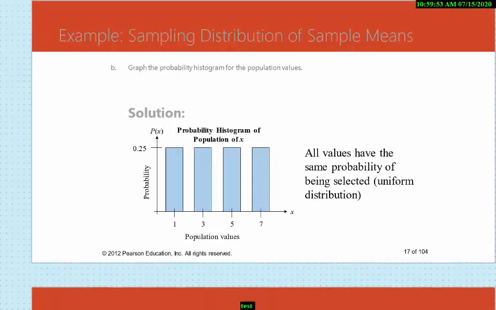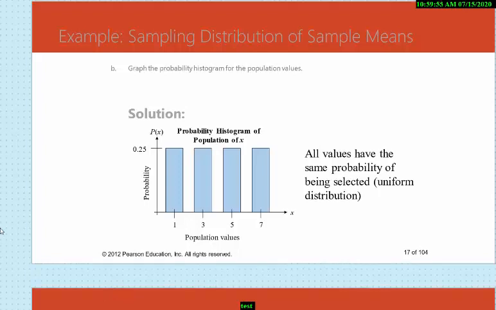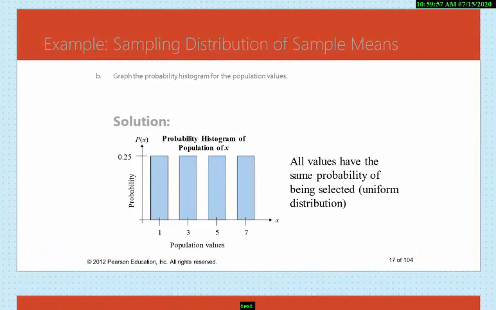Well, when you select a piece of paper, the probability to select a 1 is 25%. To get a 3 is 25%. To get a 5 is 25%. And to get a 7, 25%. Equal probabilities. Uniform distribution. Good.